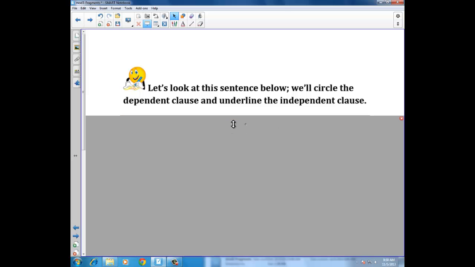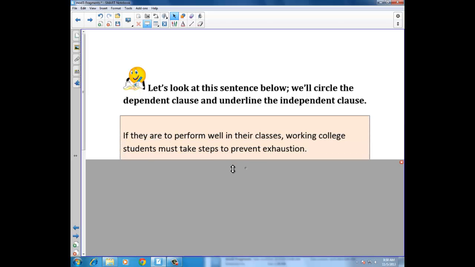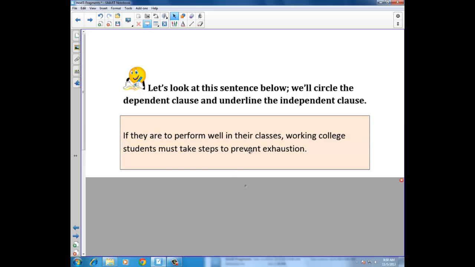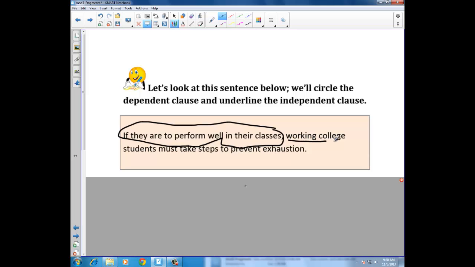Let's consider these sentences. If they are to perform well in their classes, working college students must take steps to prevent exhaustion. We'll circle the dependent clause and underline the independent clause. So the dependent clause is, if they are to perform well in their classes. The independent clause is, working college students must take steps to prevent exhaustion.